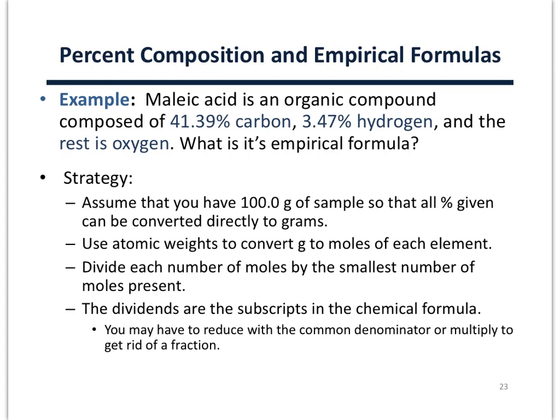Empirical formulas can be derived from experimental data. For example, we can use a mass spectrometer to determine that maleic acid contains 41.39% carbon, 3.47% hydrogen, and the rest is oxygen. Using this data, we can calculate the empirical formula, the smallest whole number ratio. A general strategy is outlined here, but instead of going through it in detail now, I'm actually just going to apply it on the next slide. When you're watching the video, you may want to get your lecture notes out so that you can review this general strategy in writing as I'm applying it in this problem.